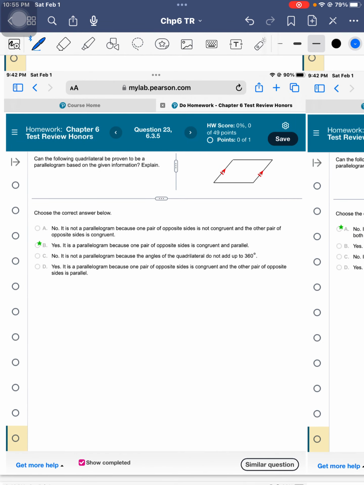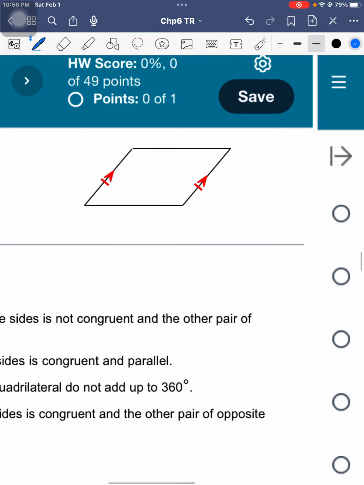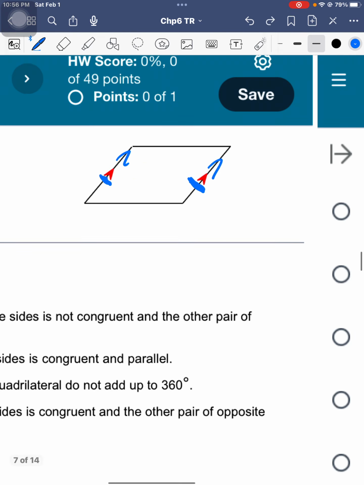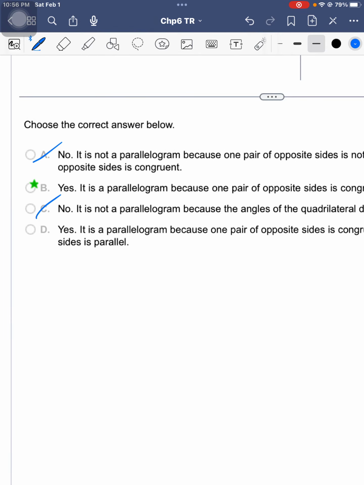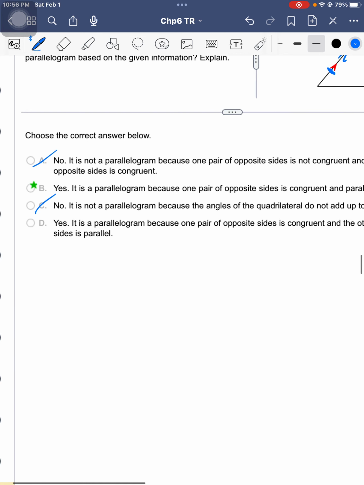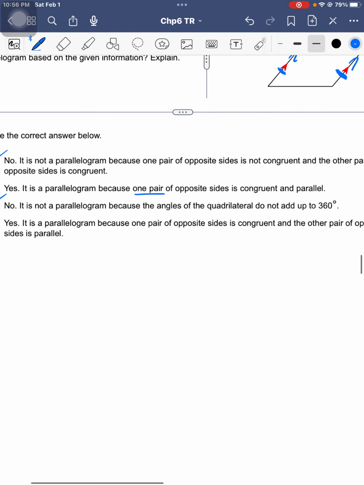Okay, let's look at this. Can the following quadrilateral be proven to be a parallelogram? Yeah, because if it's parallel on one side and also congruent on those same opposite sides, then that is indeed a parallelogram. So let's see. I can take off this one, no, I can take off this one. So yes, it is a parallelogram because one pair of opposite sides is congruent and parallel.